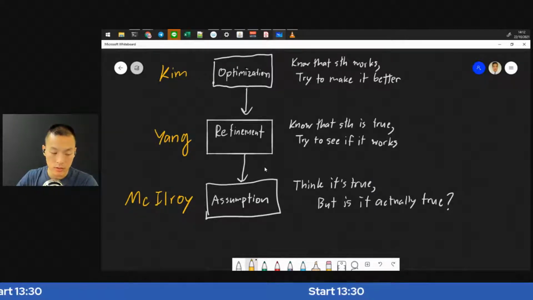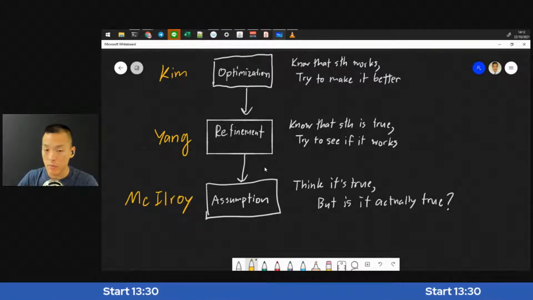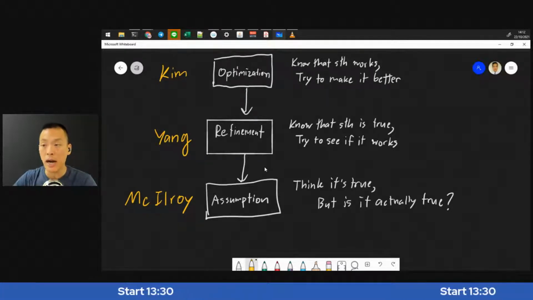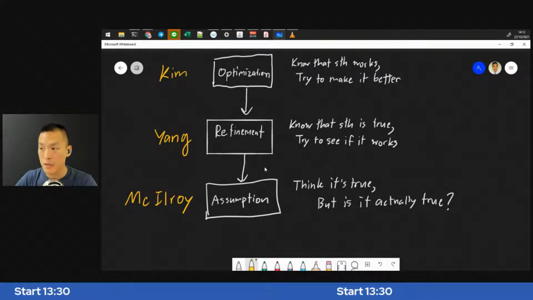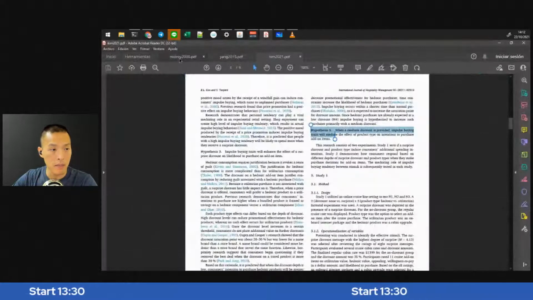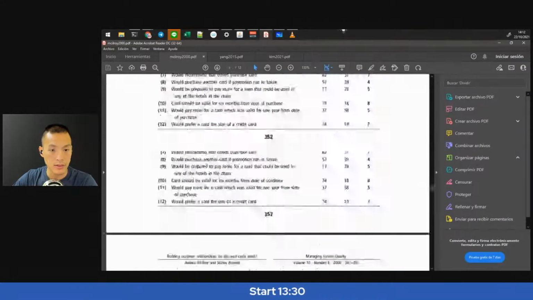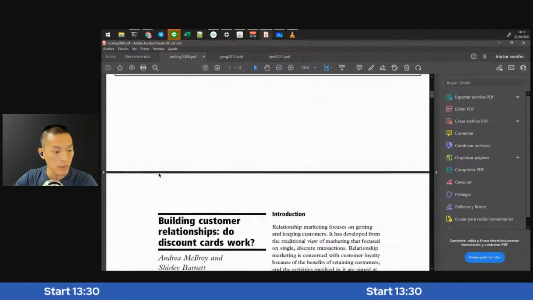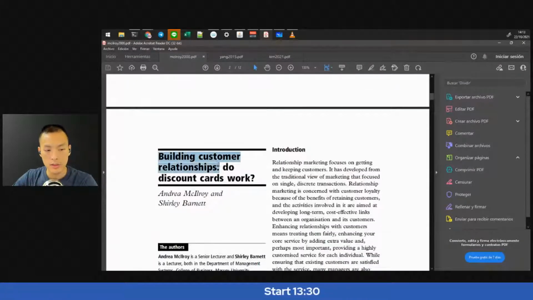We give discount so that customers will come and try our services. Customers will buy more of our stuff so that hopefully they become loyal to our brand and keep buying our stuff in the future. That's why people give a discount, to get people into the door, basically. So let's look at this paper by McElroy from 2000. The McElroy paper's title is Building Customer Relationships: Do Discount Cards Work?